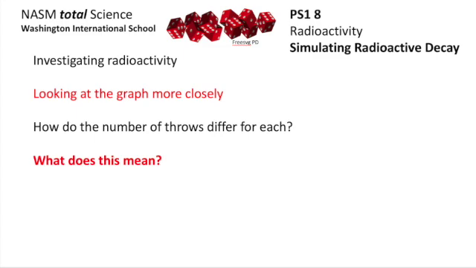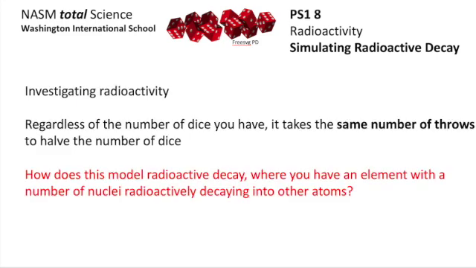So, what does it mean? And as you're looking at it, you may see some similarities. If you've rounded up or rounded down too much, it might not be quite as obvious, but there are certain similarities. So, regardless of the number of dice you have, it takes the same number of throws to get to half that number.